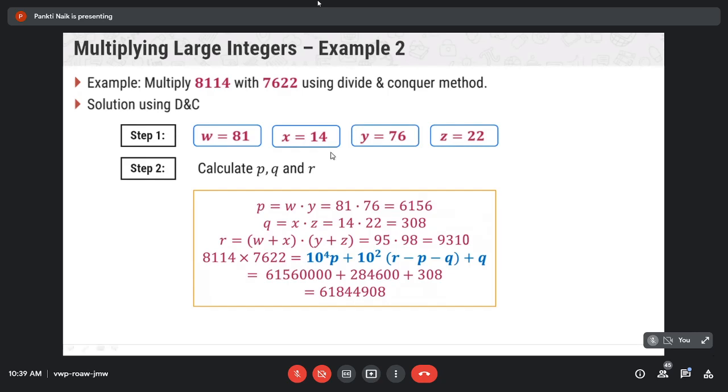So here you divide the problem into a number of sub problems, then solve the sub problems, then combine the solutions of the sub problems and get the final solution as a whole. In this way, the divide and conquer strategy is used for multiplying large numbers.